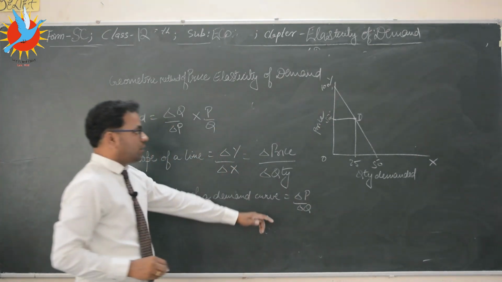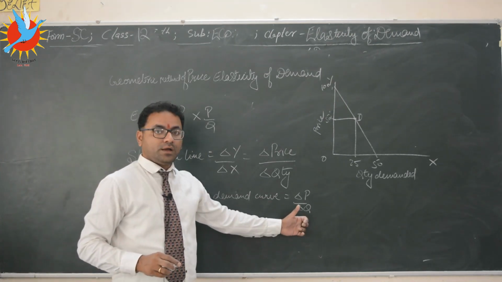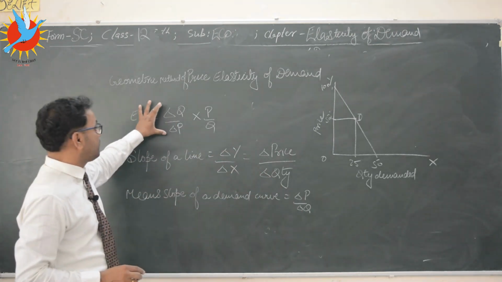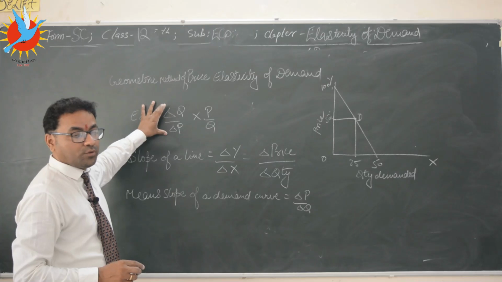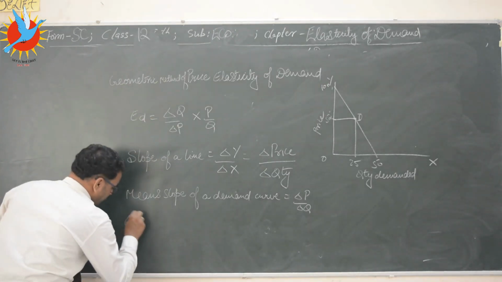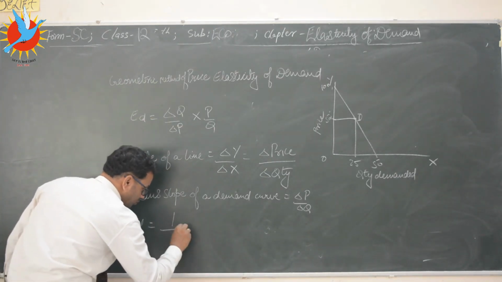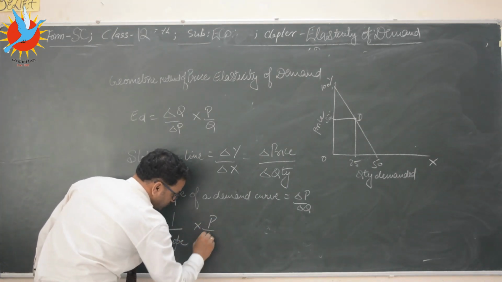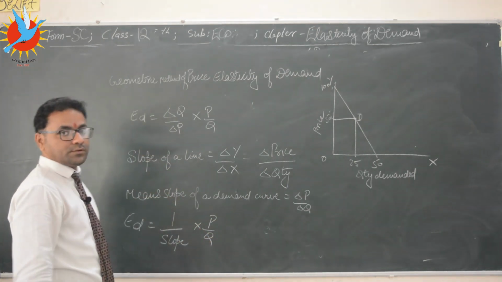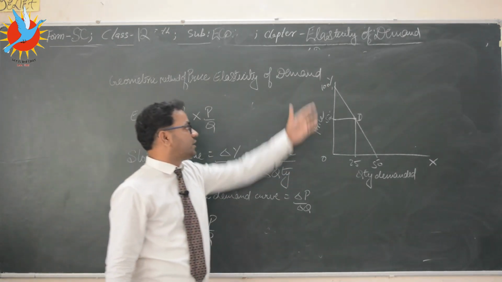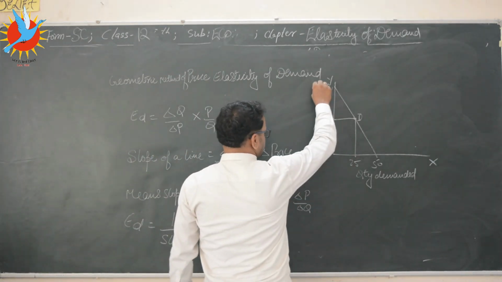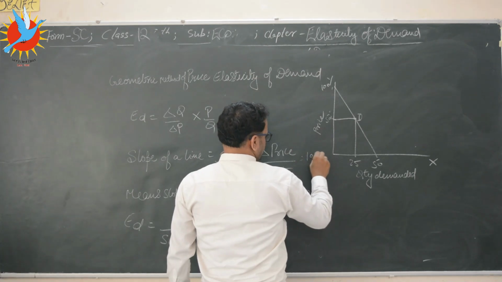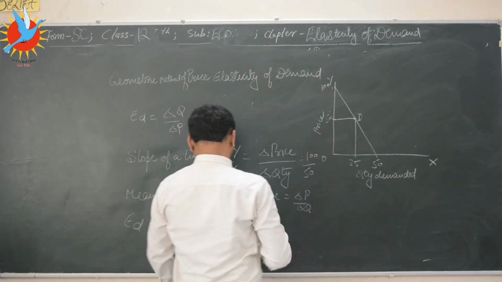Now delta P upon delta Q, and here in elasticity we measure delta Q upon delta P. So we can write the formula: elasticity is equal to 1 upon slope into P by Q. Okay, so delta P upon delta Q, as I have told you, in a straight line delta P is equal to 100 and delta Q is 50.